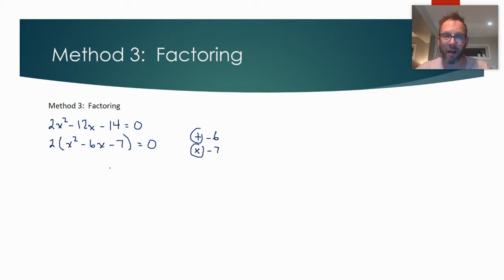This isn't too bad, guys. There's only one pair of numbers that multiplies to 7: 1 and 7. And because they multiply to -7, I know that one of my numbers is positive and one of my numbers is negative. So we just have to think, if we need to make -6, is that going to be -1 and +7 or -7 and +1? Well, it's -7 and +1.